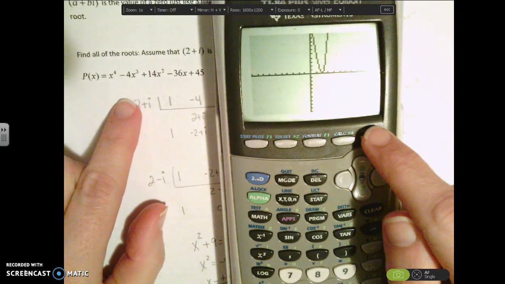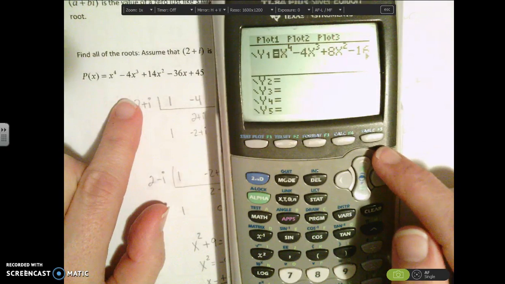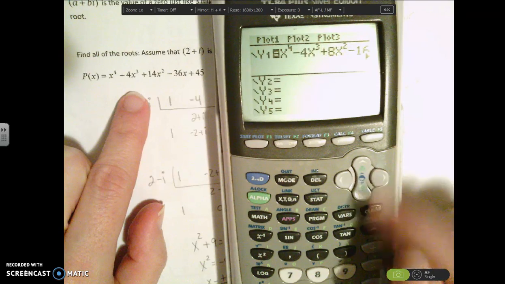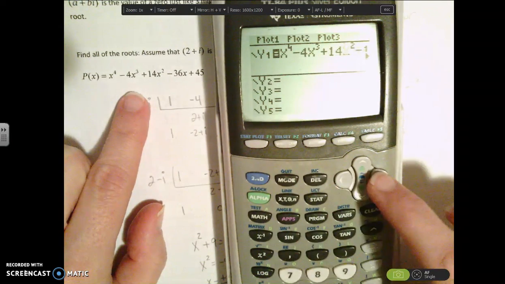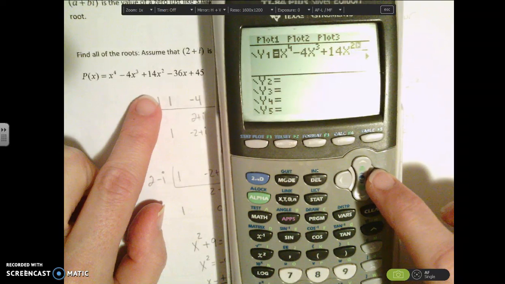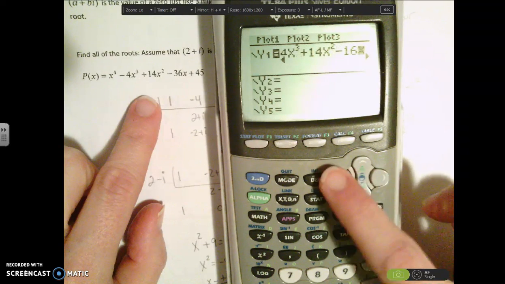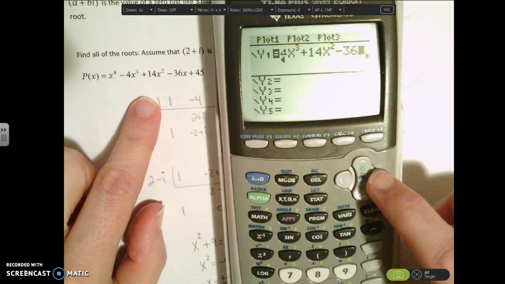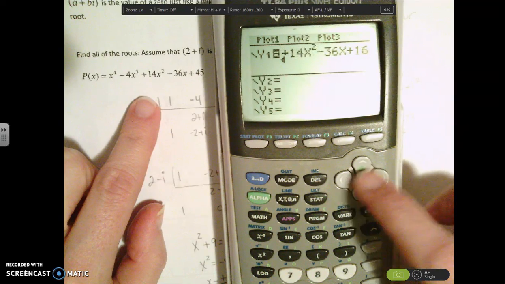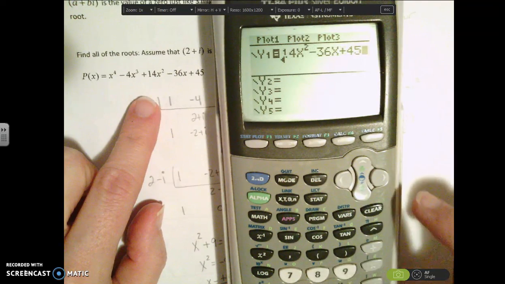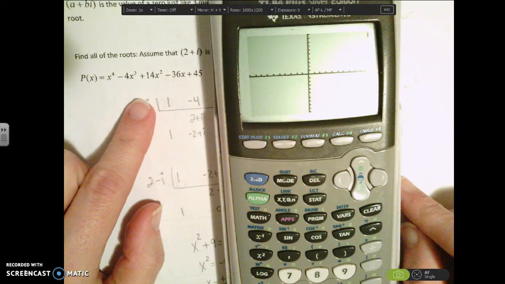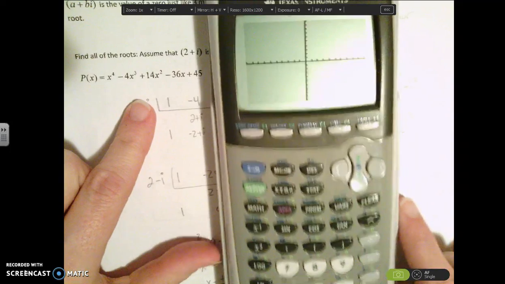So I've got x to the fourth minus 4x cubed, and then I have 14x squared, and minus 36x, and I have plus 45. And when I graph this, I don't see any real roots.